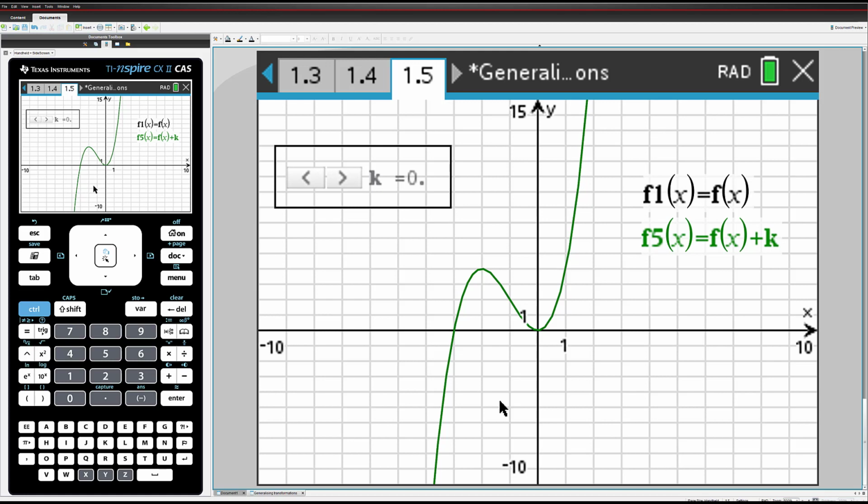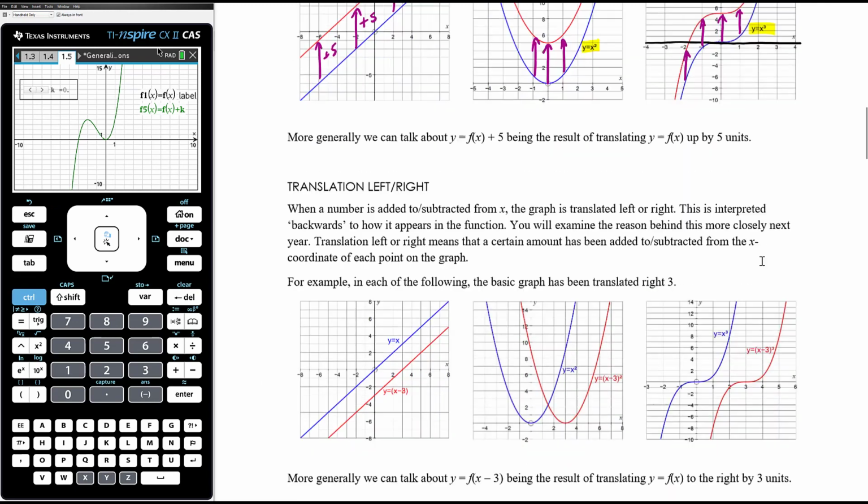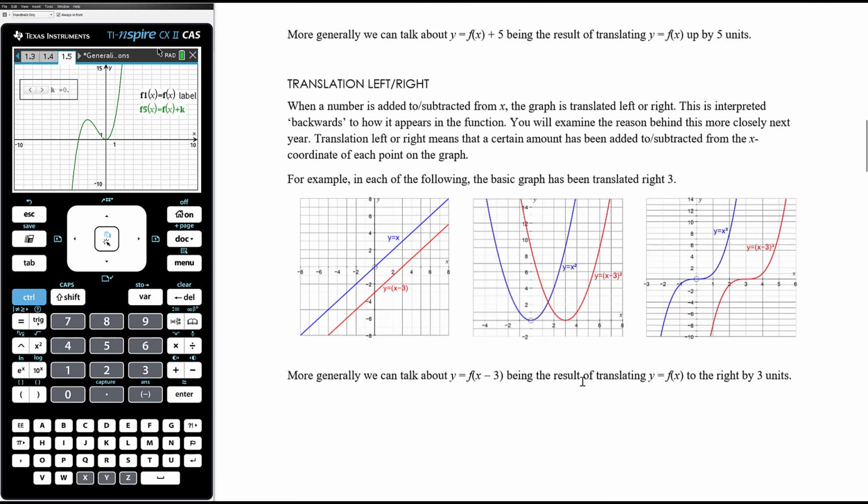Let's just get on top of these. So dilation from the x-axis, reflection in the x-axis, translation up and down, and we're going to finish off by having a look at translation left and right. Okay, so translating left and right. So when a number is added to or subtracted from the x part of the function, so inside the function, okay, then we translate left or right.